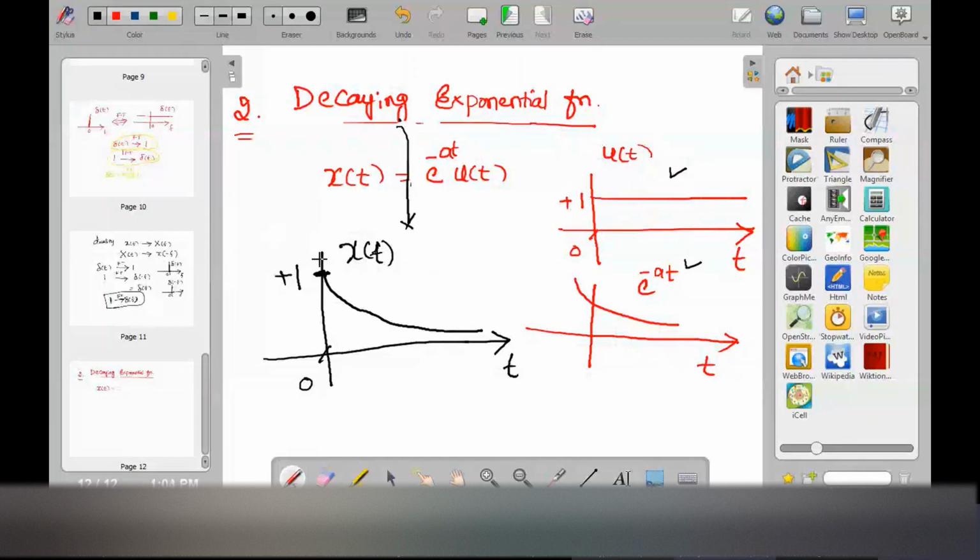The left hand side, the black one, is a decaying exponential function. The right hand side is e to the power minus at, which is also called a decaying exponential function. The one for which I am calculating the Fourier transform is e to the power minus at into u of t. So this is a decaying exponential function only for the positive side. It is a standard function.